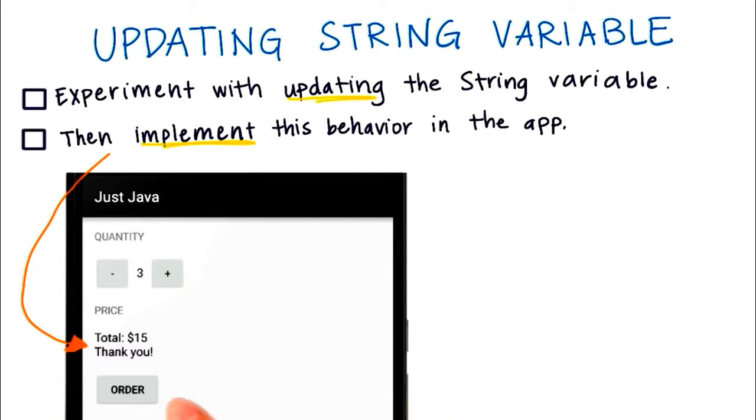When you change the quantity and hit the order button, it should say total and the price, and then thank you. Technically, you don't need to update the string variable in order to build out this functionality. However, I'd still like you to do so if you can.